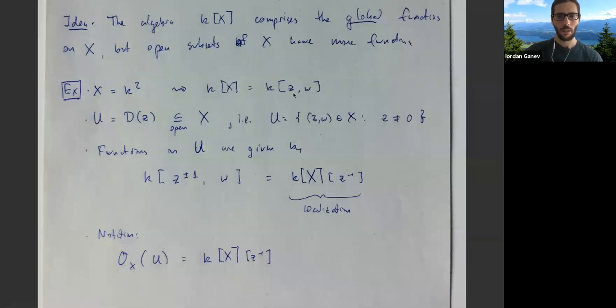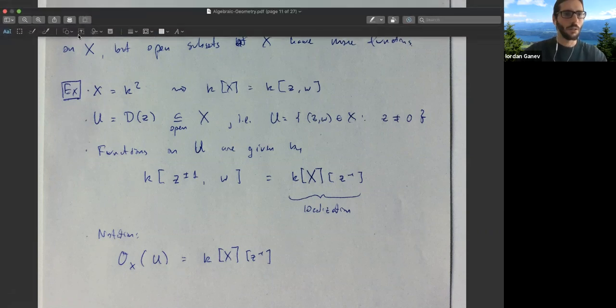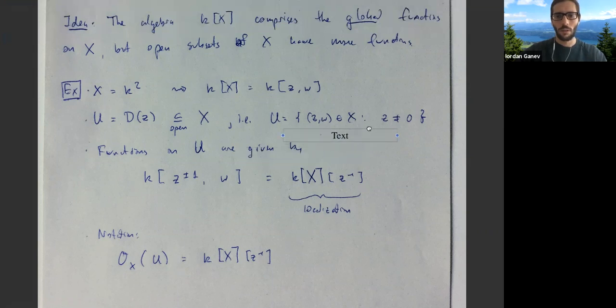So we have X being K^2, and its algebra of functions is polynomials in two variables. And this subset U is the subset of pairs. So maybe I should have used some different notation here. So maybe I can fix this quickly. So another notation for this would be pairs (a, b) in K^2, which is our X, such that a is not equal to zero. So it's just points in this two-dimensional vector space where the first coordinate is not equal to zero. And now functions on this space are given by this localization. Why is that? Well, because in this localization, this variable Z is invertible.